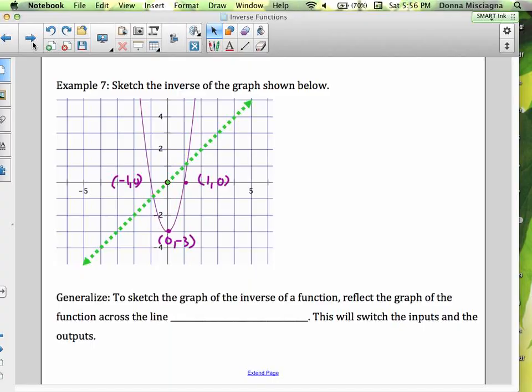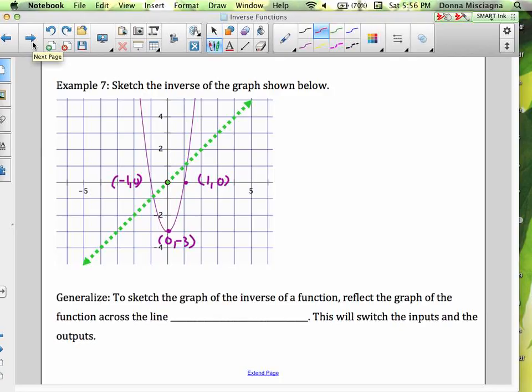This is our, I think it's our last one. Our last one. All right, we want to sketch the inverse of the function shown. All right, another curvy one. All right, and so this is going to be another parabola, but on its side. So we can kind of use that fact. We got to switch our points.